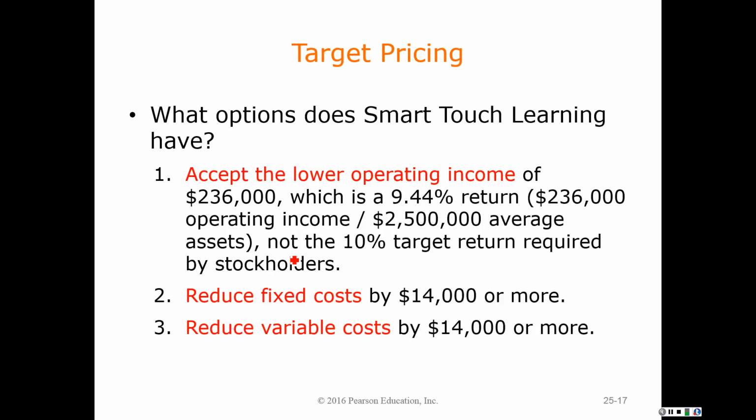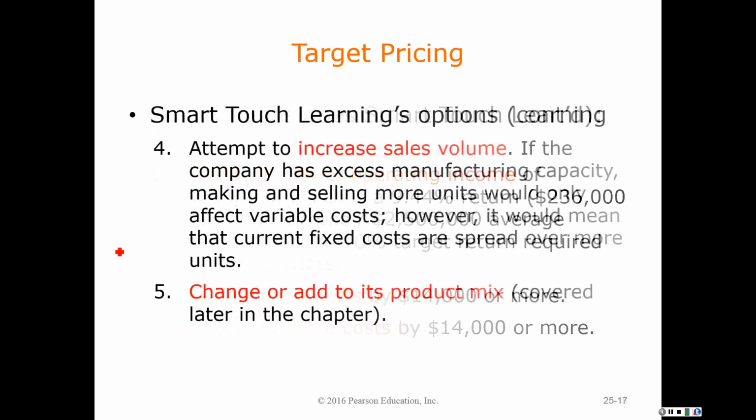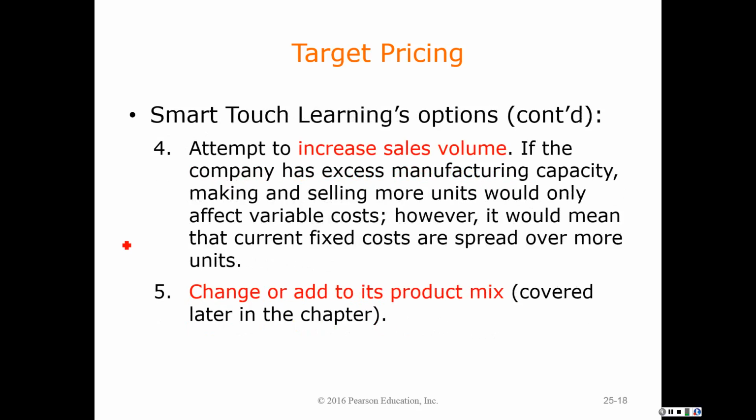Is it possible? Our projected income is $14,000 lower than what it should be. So is it possible that we could reduce fixed or variable cost or some combination of the two by $14,000 or more? Let's go back to our engineers and our product design. Let's go back to our manufacturing cost and see if there's a way that we could reduce the cost or be any more efficient in how we're manufacturing this product. Okay, let's look at the other side of that.